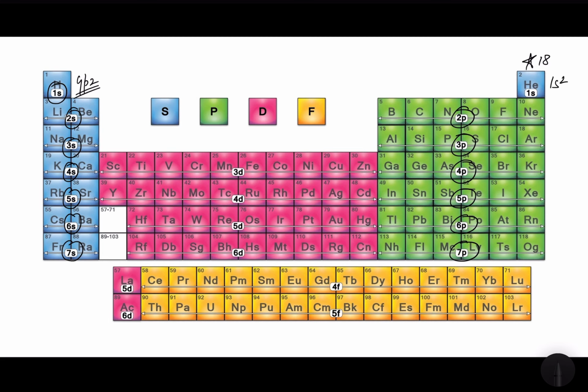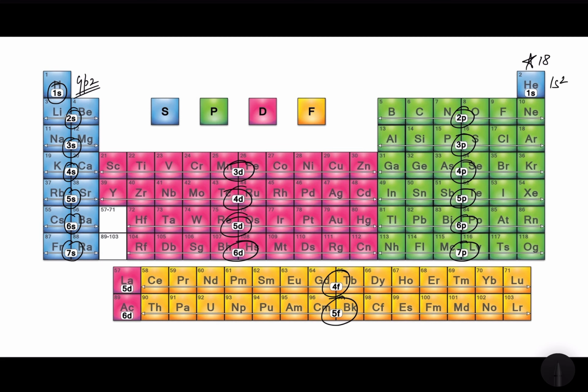Now let's talk about the D block. When the last electron of any element enters the D subshell, that is 3d, 4d, 5d, 6d, then that element will belong to the D block of the periodic table. And finally talk about the F block. When the last electron of any element enters the 4f subshell or 5f subshell, then that element will belong to the F block of the periodic table.